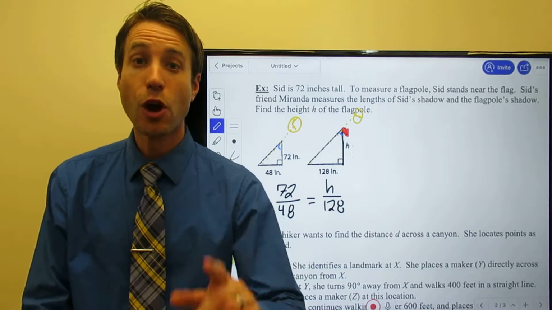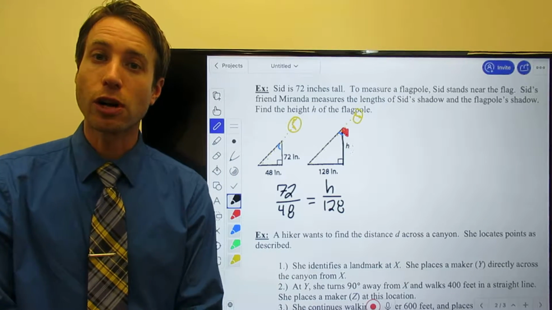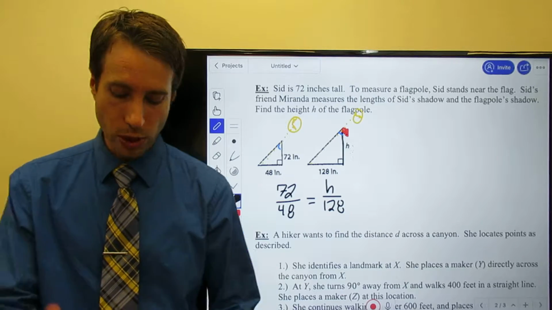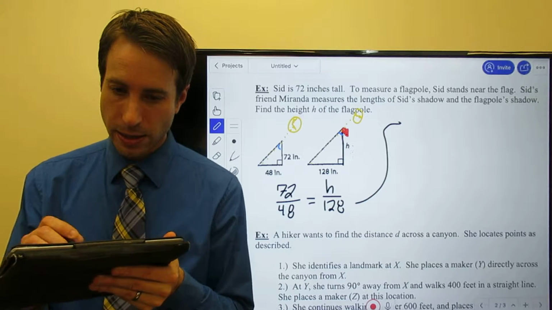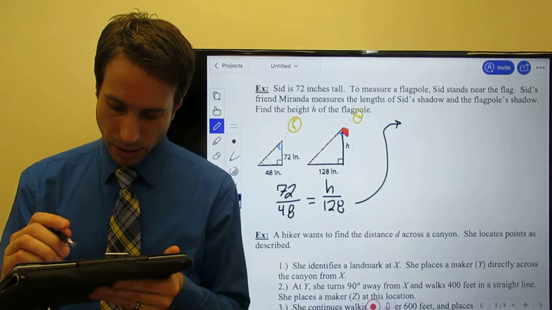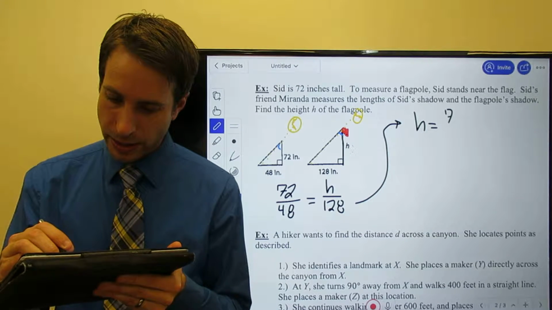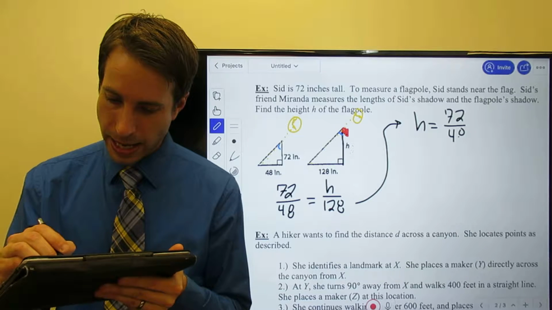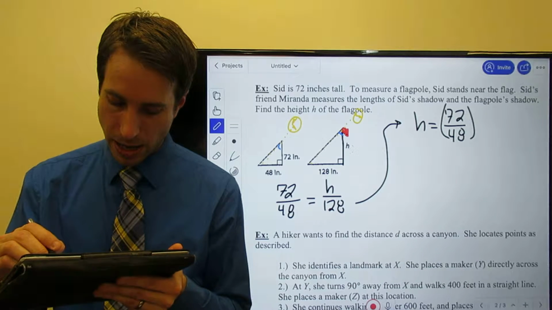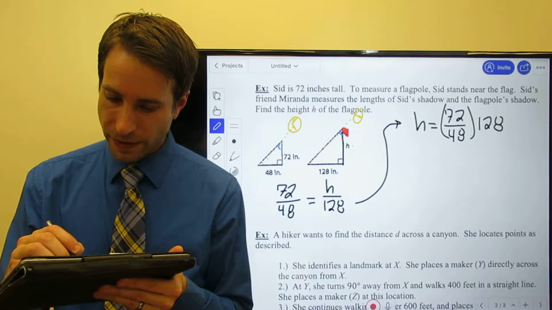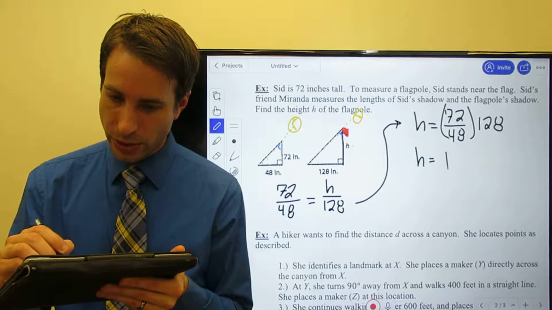Solve for H. Work smarter, not harder. You don't need to cross multiply in this case. Please notice that the H is already in the top. Just multiply the 128 to the other side. Here we go. H is equal to 72 over 48 multiplied by 128. Don't fat finger something on your calculator.